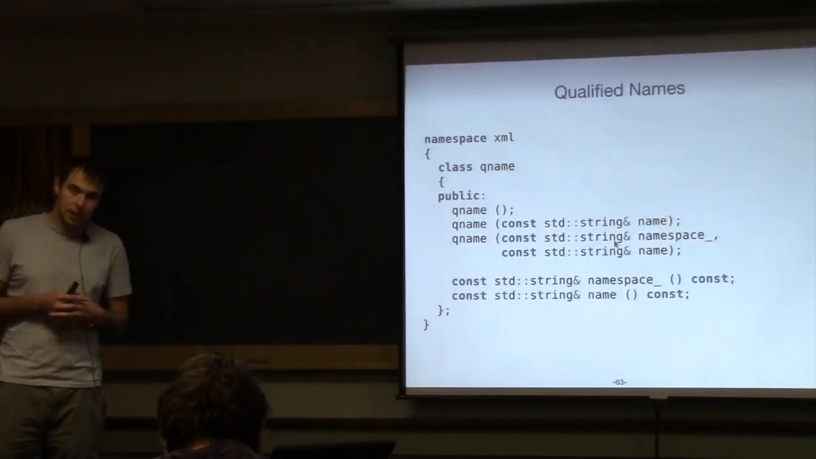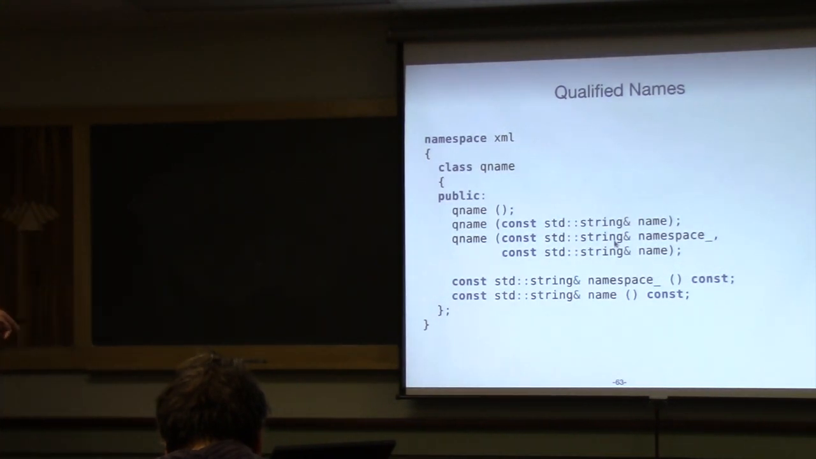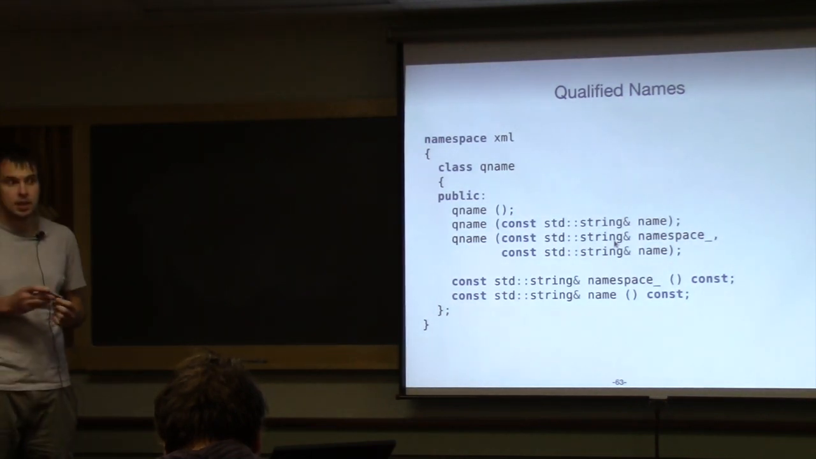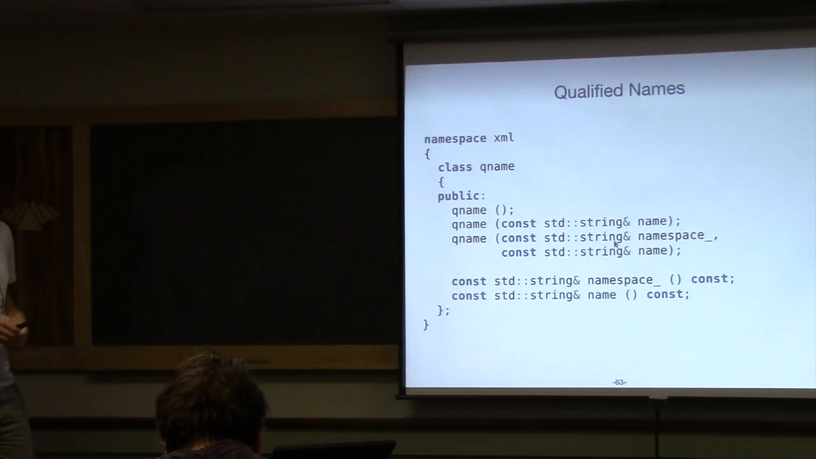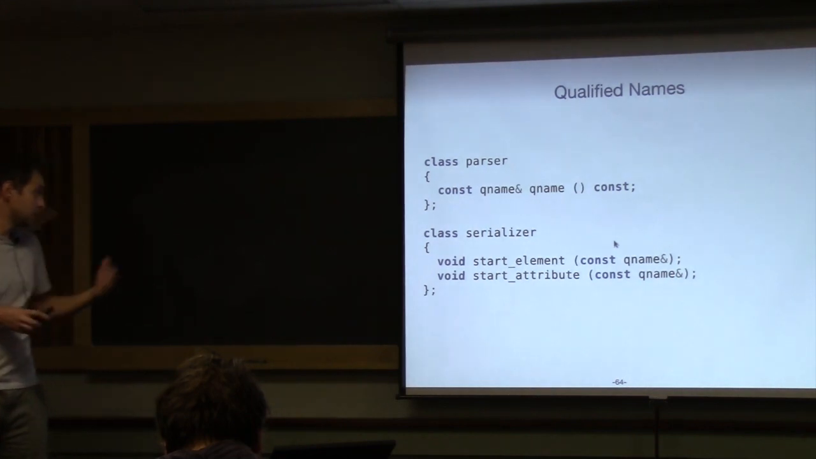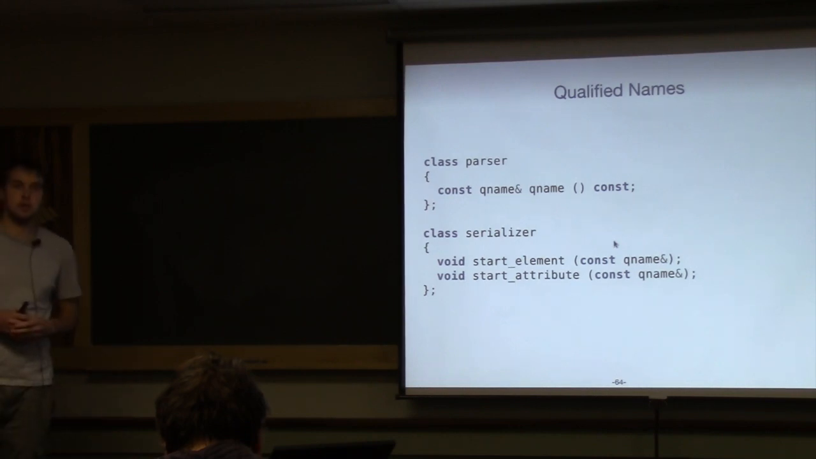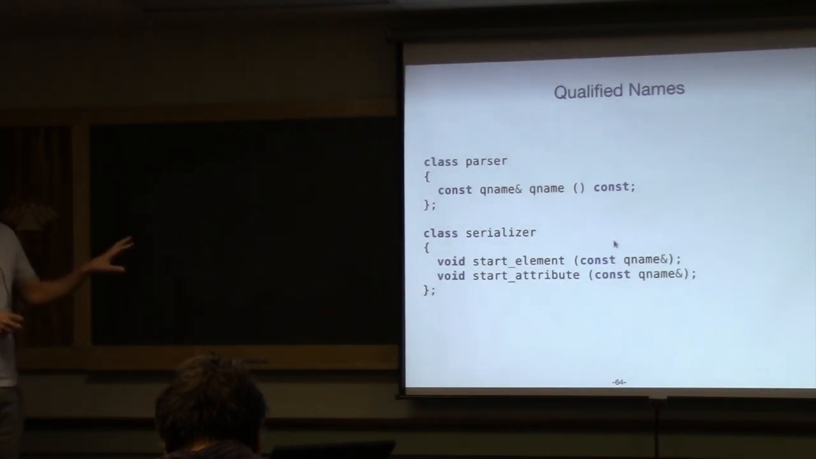The first problem has to do with element and attribute names. Those can be qualified when namespaces are used. So the API uses this QName class to represent such potentially qualified names. Then the parser API, in addition to the name function, has the QName function that returns the qualified name. And the serializer has overloaded start element and start attribute for the QName. Generally, anywhere you see an element name or an attribute name in the API that I'm going to show, there's an overloaded QName version. I might forget to mention that, but just upfront.